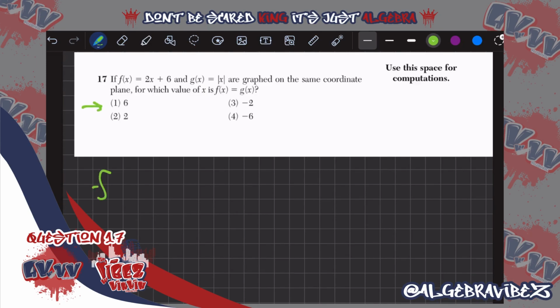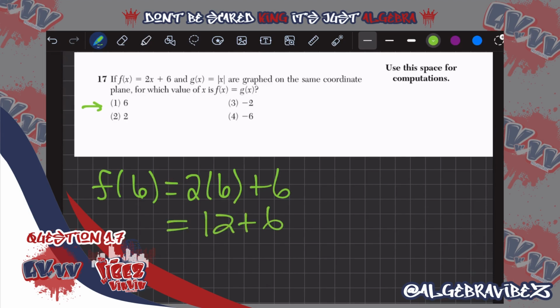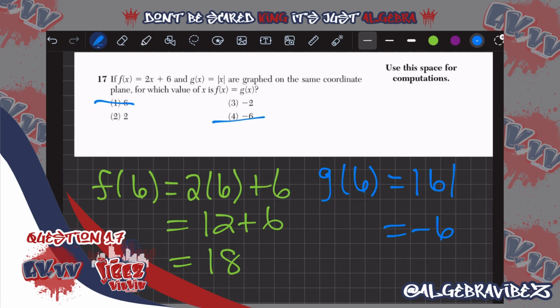So it's going to be f of 6 is equal to 2 times 6 plus 6. We know that 2 times 6 is 12, and we know that 12 plus 6 is 18. So now we're going to do the next one over here. We're going to do g of 6, which we already kind of know is not going to work. Absolute value of 6 is negative 6. So that does not work. So we're going to get rid of the 6, and we're going to get rid of this 6, and we're going to get rid of 4, because if it doesn't work this way, it's not going to work the other way. That leaves us with 2 and negative 2.